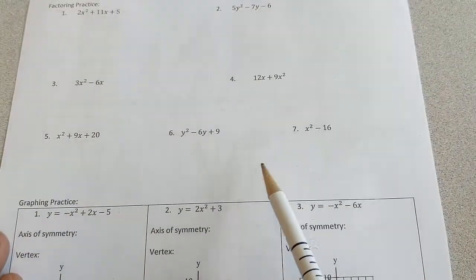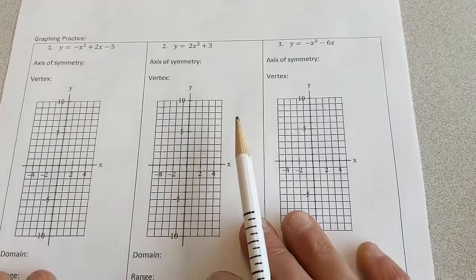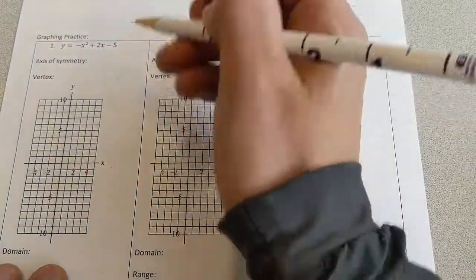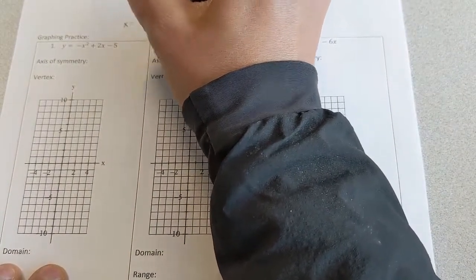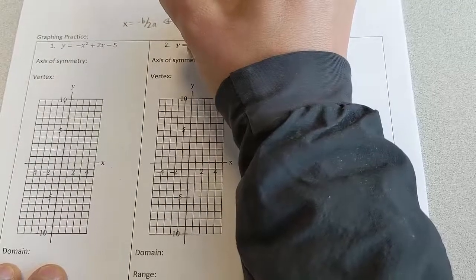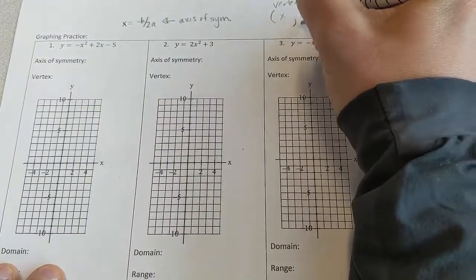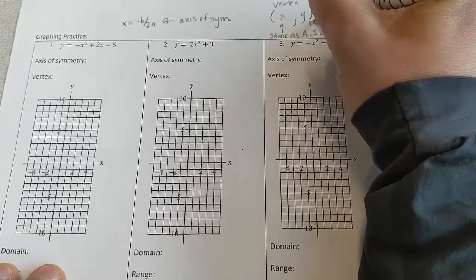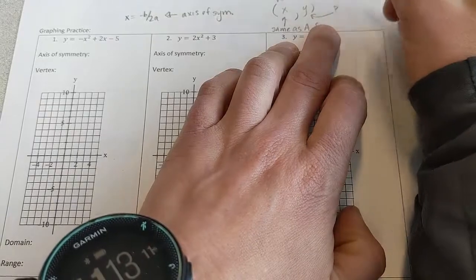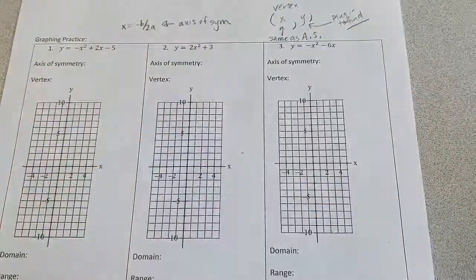Back page, we've got factoring practice, right? Go back and watch the factoring video if you need help on that. And we've got graphing practice. Remember axis of symmetry? X equals negative b over 2a. That's our axis of symmetry. And then our vertex is always (x, y). This x is the same as the axis of symmetry, and this we plug in to find. Okay, this is in your notes as well. I just wrote you a little reminder there.